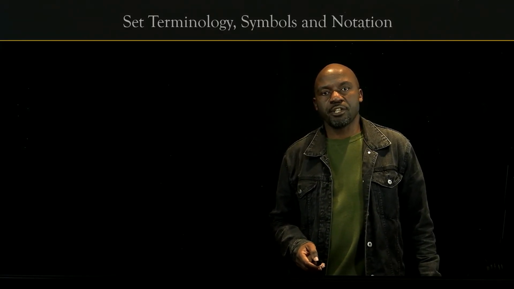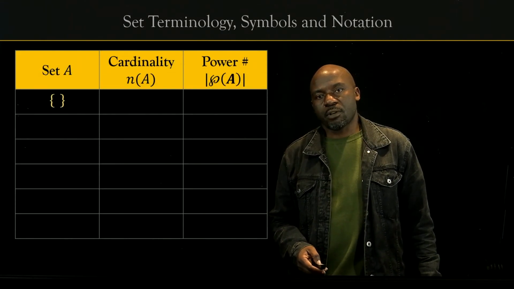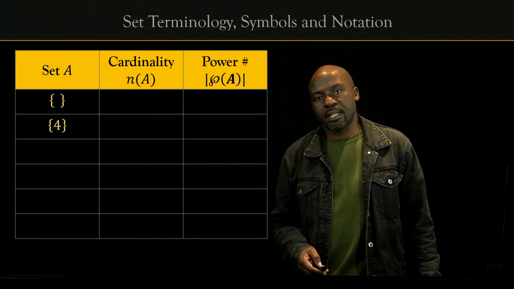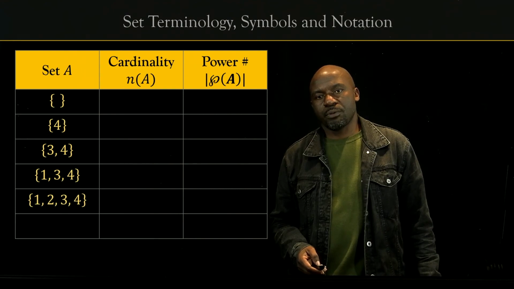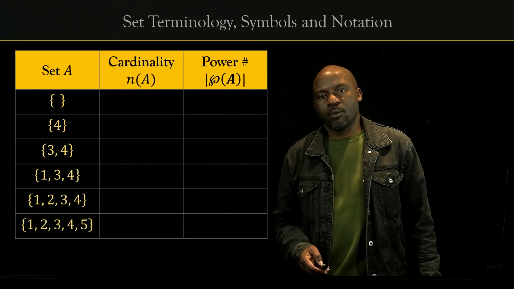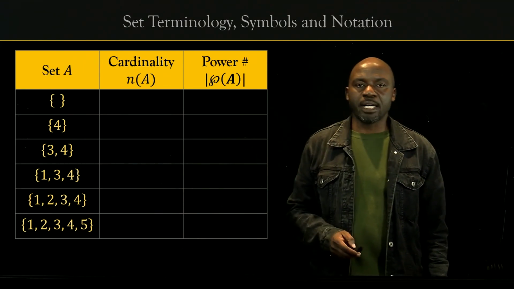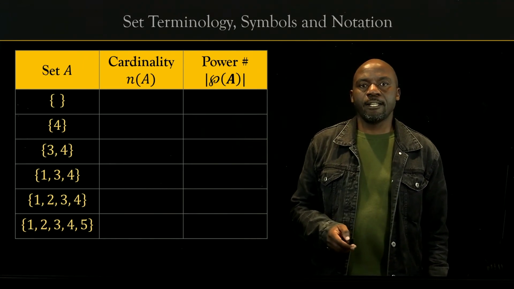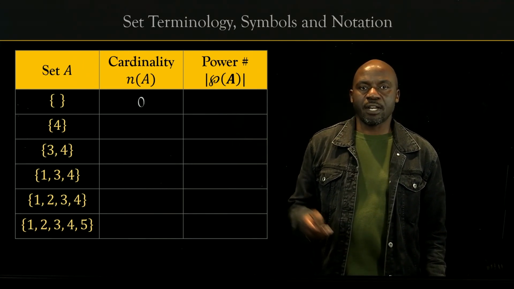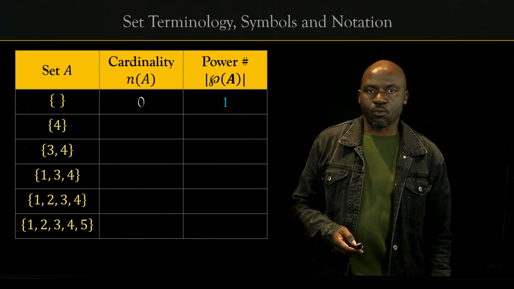So to solve just that mini investigation, all right. So the first column, we were given the empty set. Then there was a 4, 3, and 4, 1, 3, and 4, 1, 2, 3, 4, and 1, 2, 3, 4, 5. So the number of elements in this set, if you did it correctly, you should have found 0. I think we already identified that and wrote it down, and the power of the set was 1.